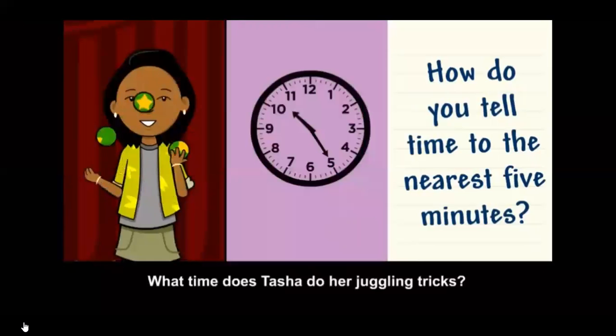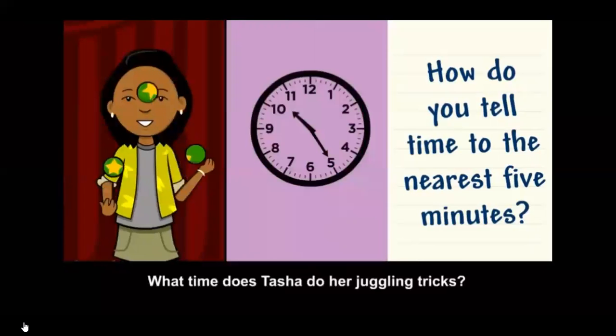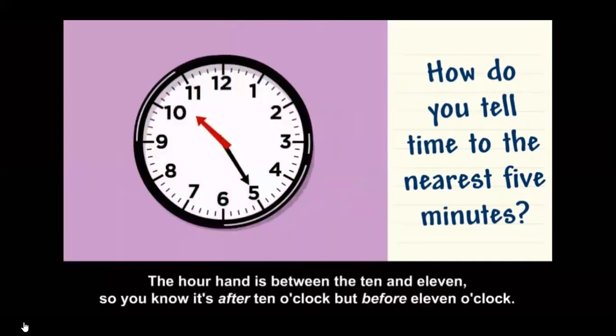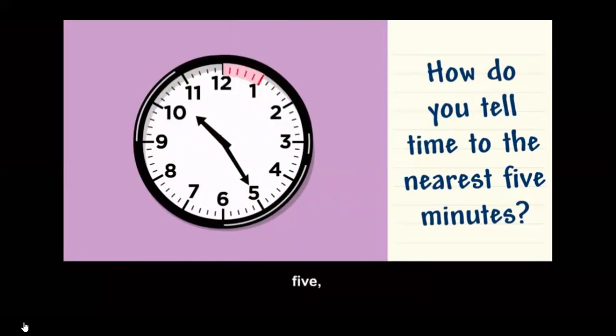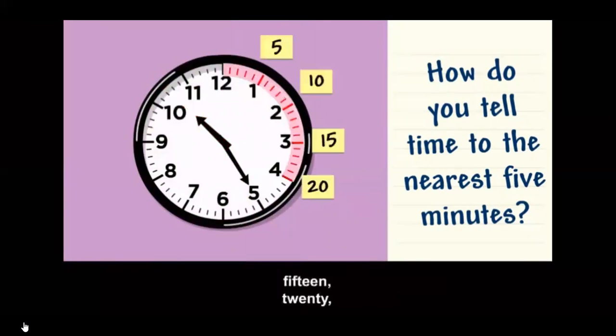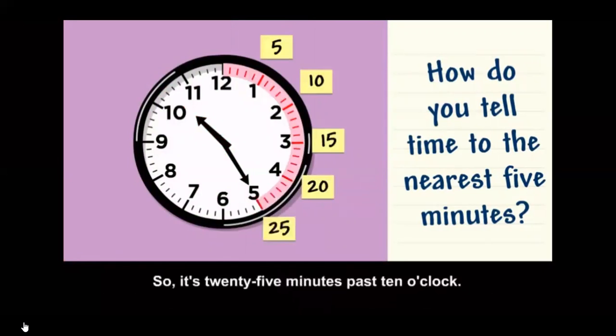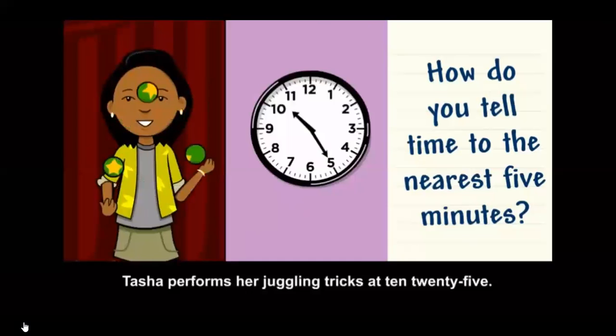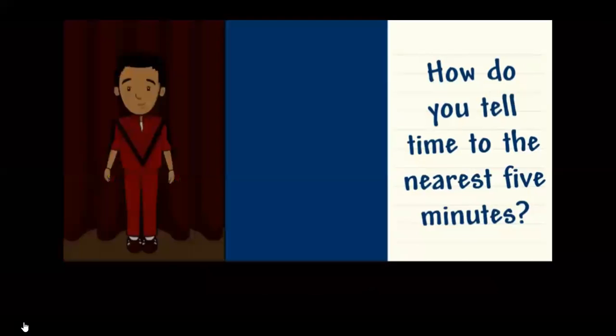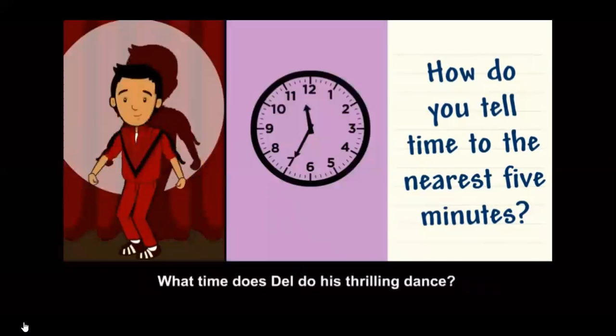What time does Tasha do her juggling tricks? The hour hand is between 10 and 11, so you know it's after 10 o'clock, but before 11 o'clock. The minute hand is on the 5. Skip count the minutes by 5s until you get to the 5. 5, 10, 15, 20, 25. So it's 25 minutes past 10 o'clock. Tasha performs her juggling tricks at 10:25.